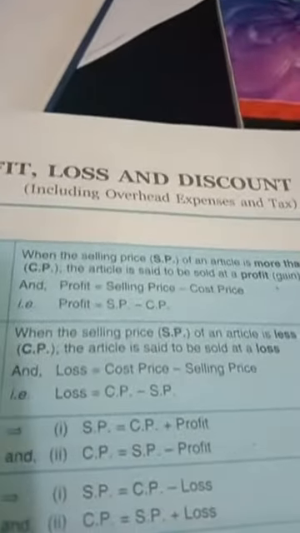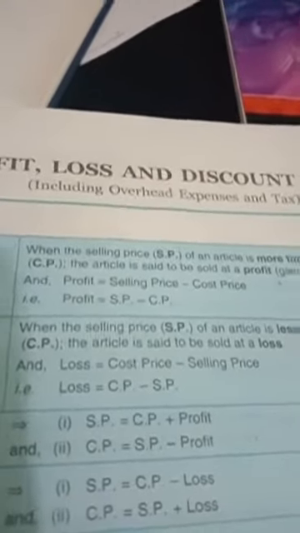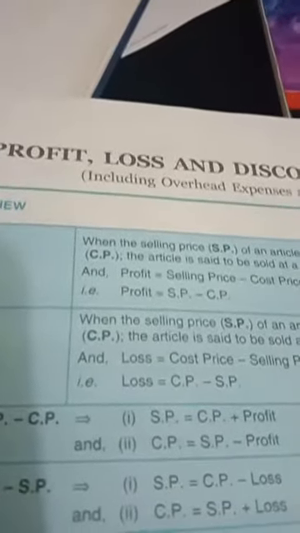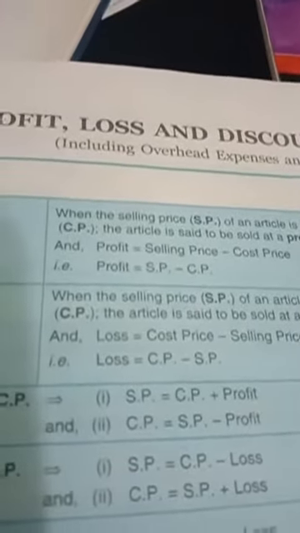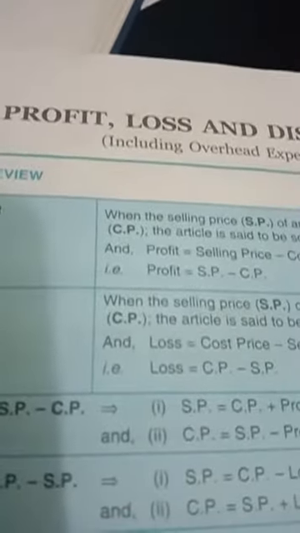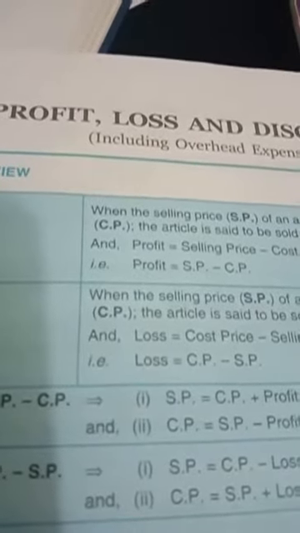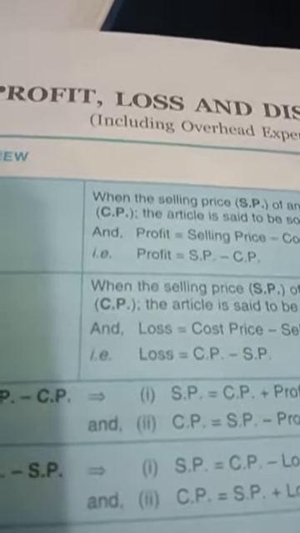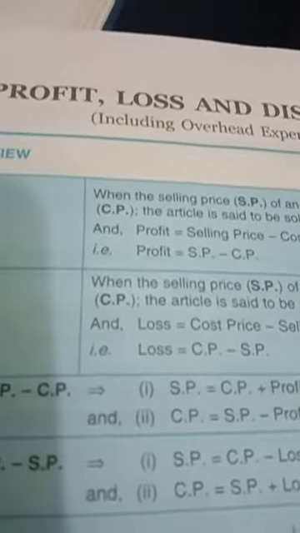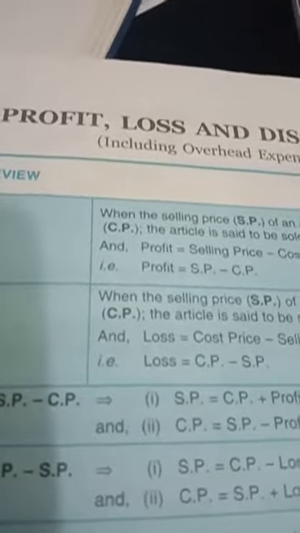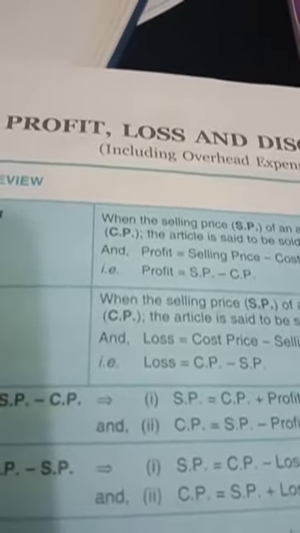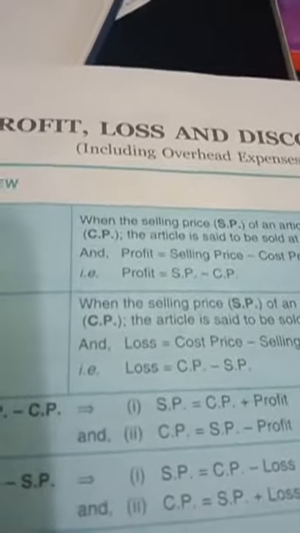Chapter 8, Profit, Loss and Discount, including overhead expense and tax. Already you learned this lesson in 5th and 6th standard. So we are going to learn the continuation of the chapter, and some other terms in this chapter. Before that, take a fresh page and put today's date and write the heading, chapter name, etc.